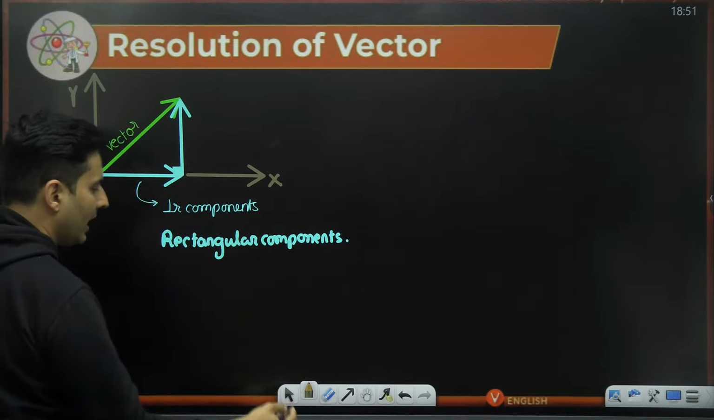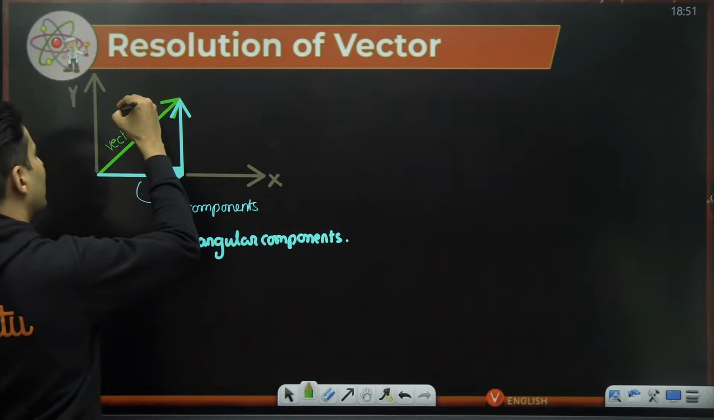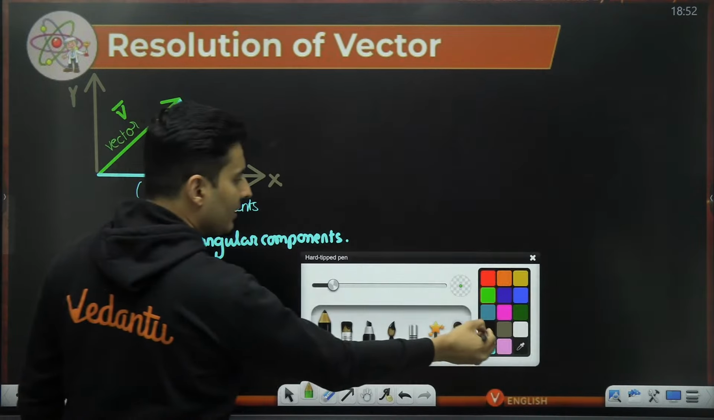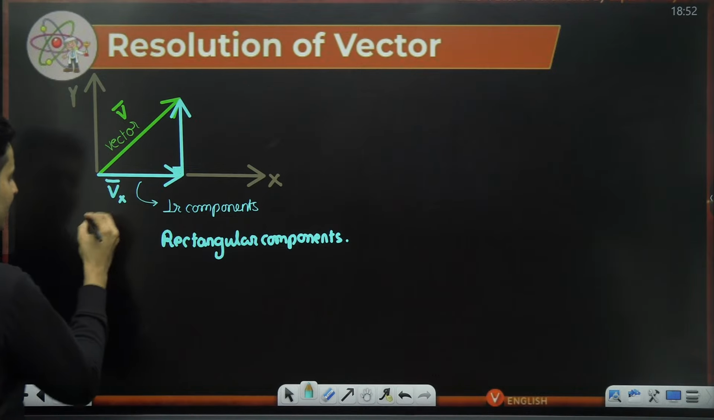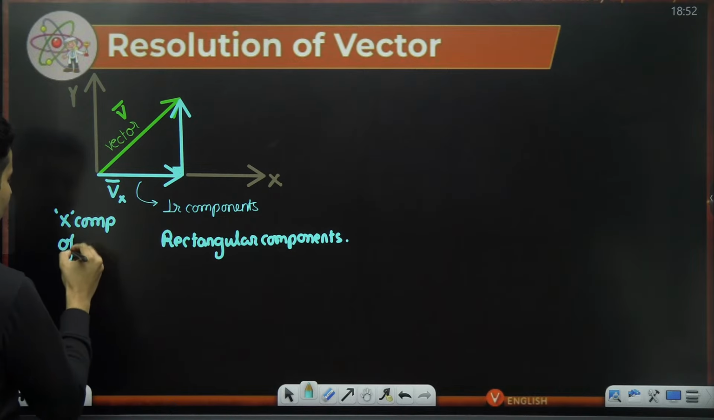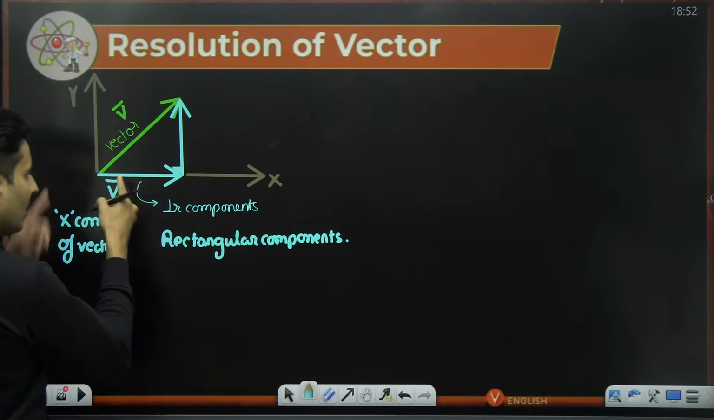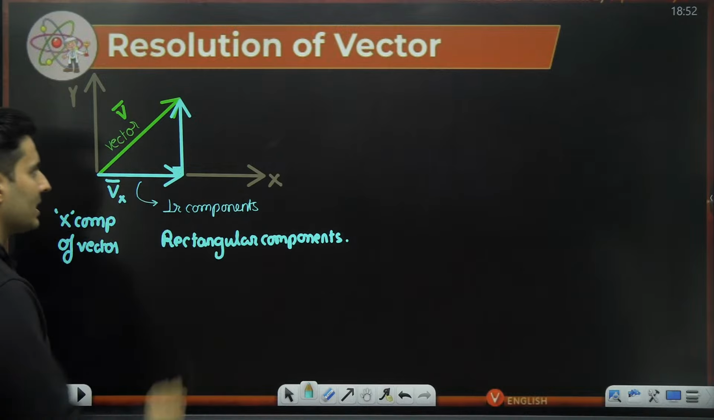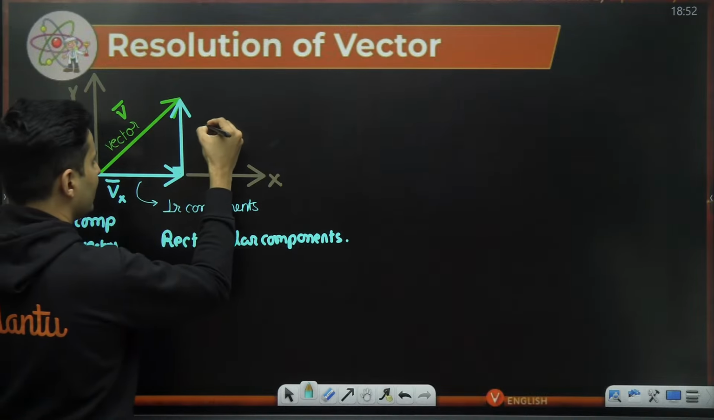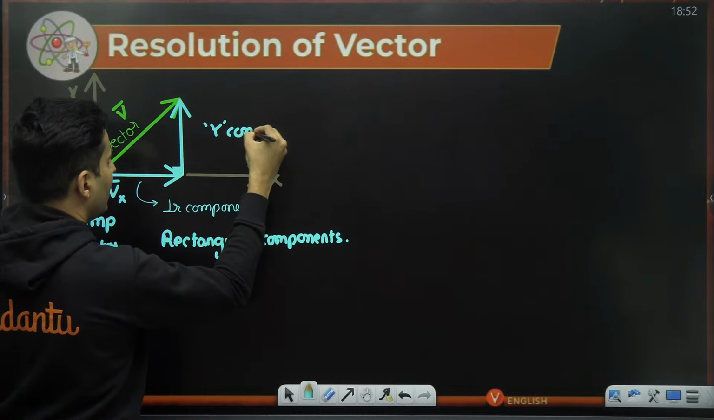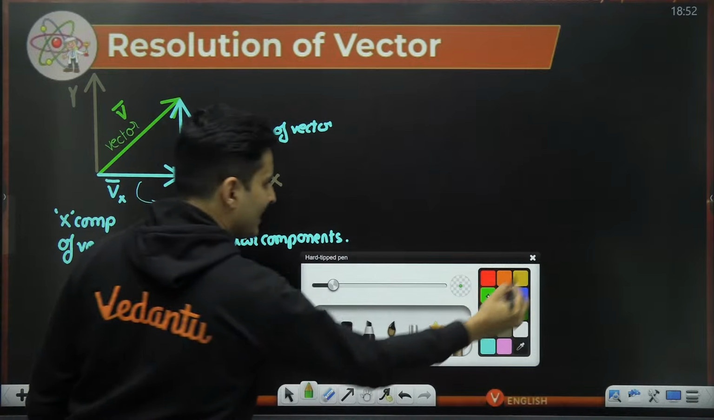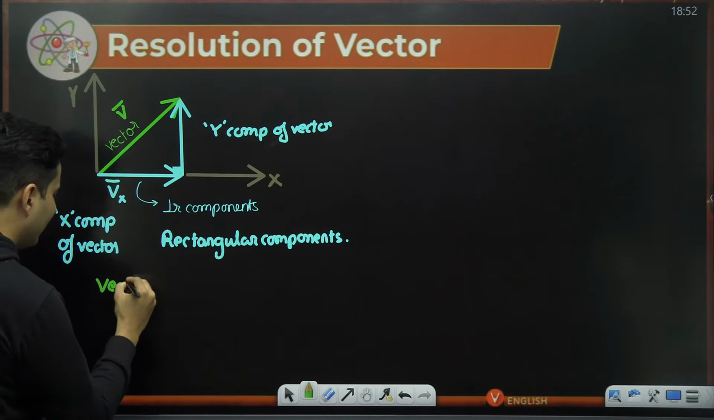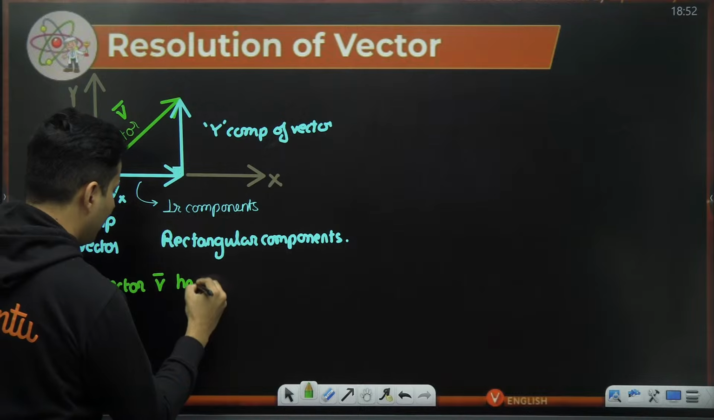This component being along the x-axis, this being the original vector itself, this component which is along the x-axis, why not call it Vx, which is now the x component of the vector, because it is along x. This component is along the y-axis, so why not call it the y component of that vector v.